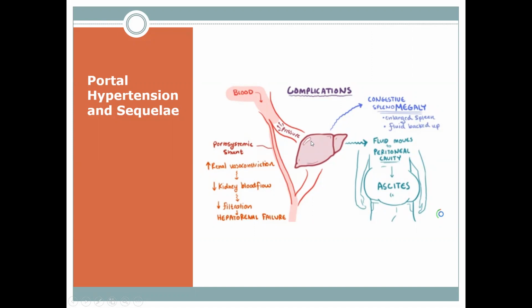Now also, I think there's a better picture of this, but as a result of the increased pressure in the portal vein, this is going to reflect back on all the tributaries of the portal vein, including the lower esophagus, resulting in the formation of esophageal varices. Also in the rectal veins, resulting in the formation of hemorrhoids. And it's going to reflect back also into the spleen, resulting in congestive splenomegaly.